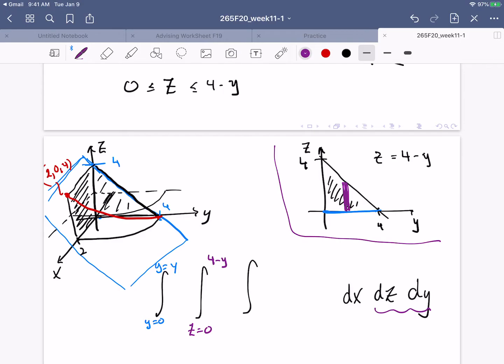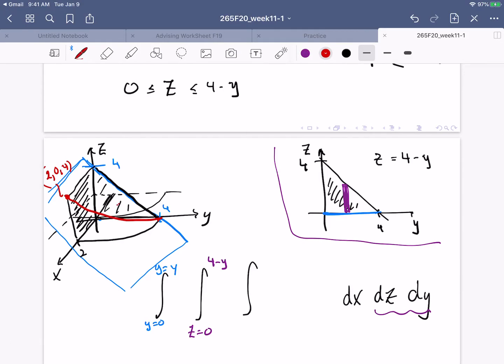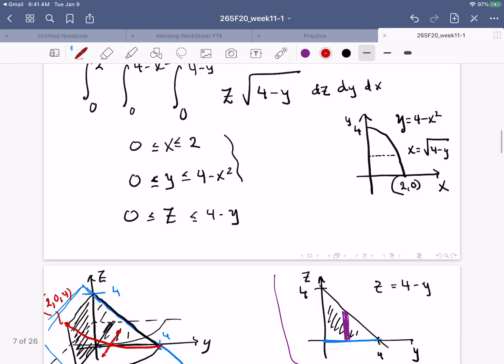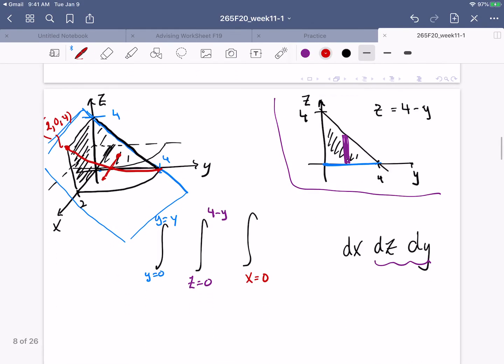And then for x, I can think of moving from this back plane on the yz plane forward, and it's going to intersect this parabola shape region. So that means x is going to go from 0 to the square root of 4 minus y. And we are integrating z times the square root of 4 minus y.